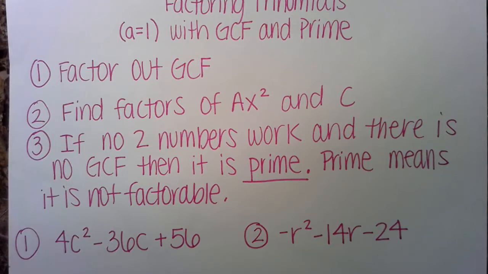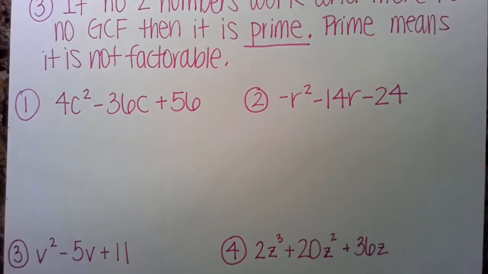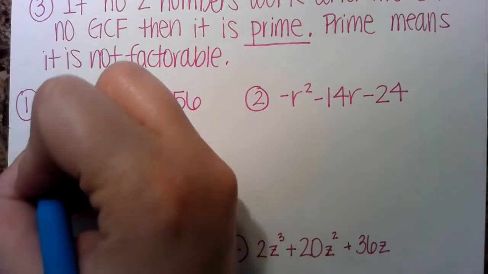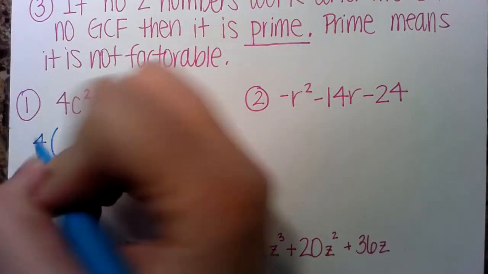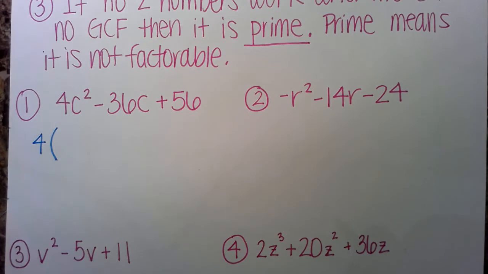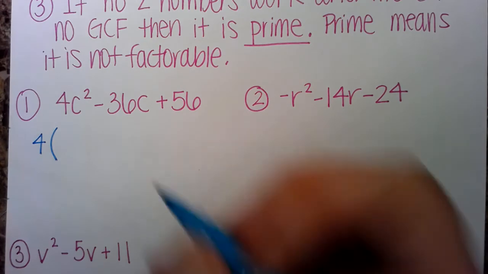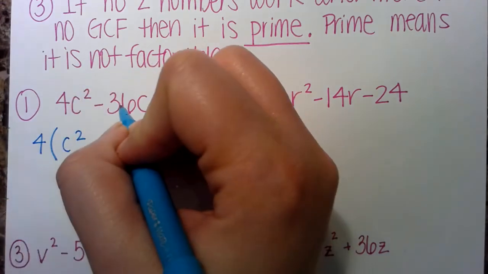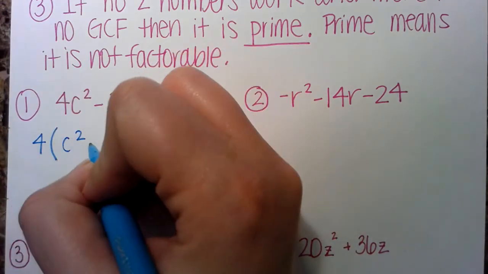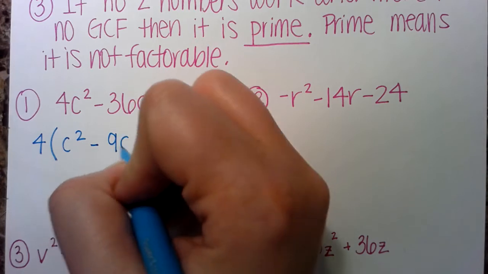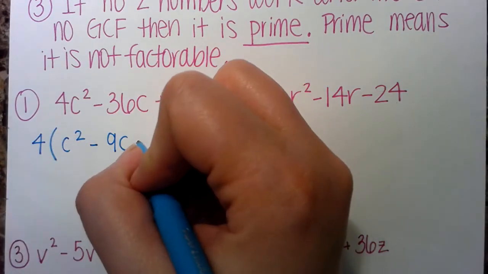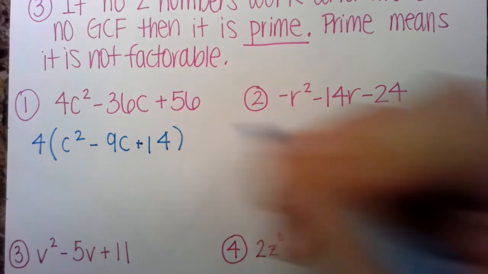What we're going to do is start off with the first one, and ask ourselves, is there a GCF that we can take out? There is, and that GCF is going to be 4. So we're going to factor out our GCF. 4 divided by 4 is going to give me c squared. Negative 36c divided by 4 is going to give me negative 9c. And then 56 divided by 4 is going to be a positive 14.